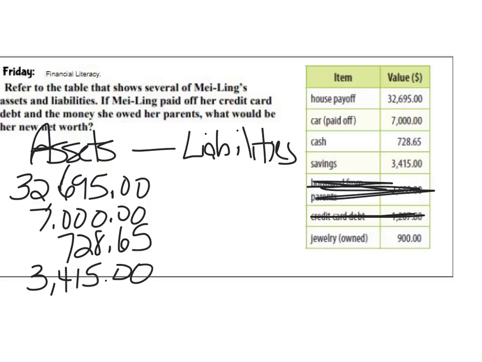And then jewelry owned. So does that mean that she doesn't owe anything? So there's no liabilities? Do you know what liabilities is? No, liabilities are things that she owes. So if the house was not paid off and she owed that, then it would be under liability. If the car was not paid off, then it would be under liability. So basically, things that she owns are assets. Things that she owes are liabilities.